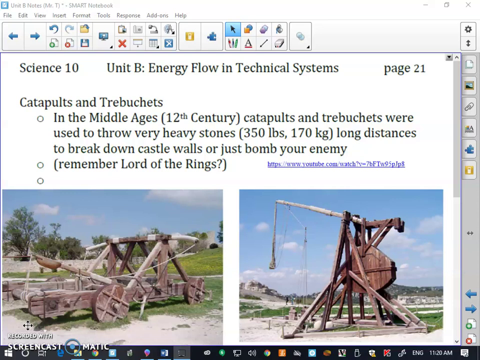Either way, the catapult, which has elastic potential energy, and the trebuchet, which uses gravitational potential energy, that potential energy that's stored is converted to kinetic energy to be able to launch these objects. All right.